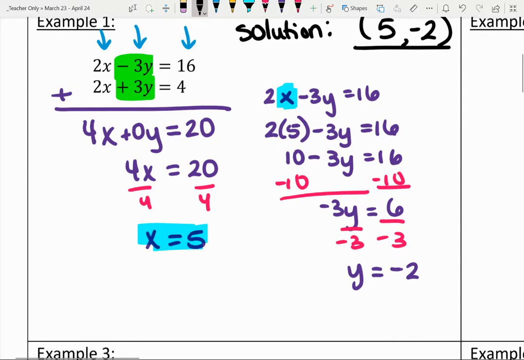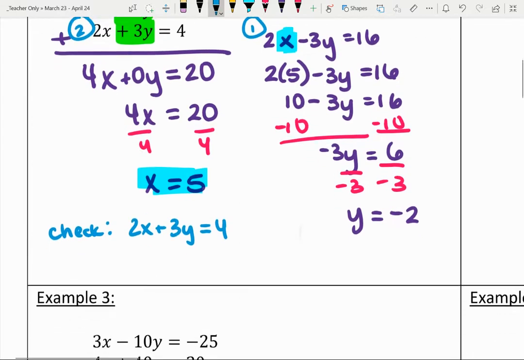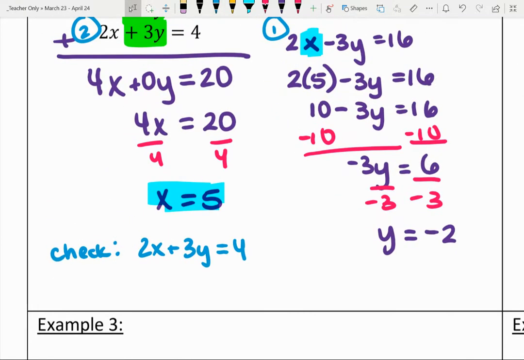But you guys know me, you know better than that. You know we should always check our answers. Something important here is that if we used the first equation to come up with our value of y, we should use the second equation to check. Because if we're checking using the same equation over and over again, we're not actually testing it, we're just going to get the same thing over and over again.